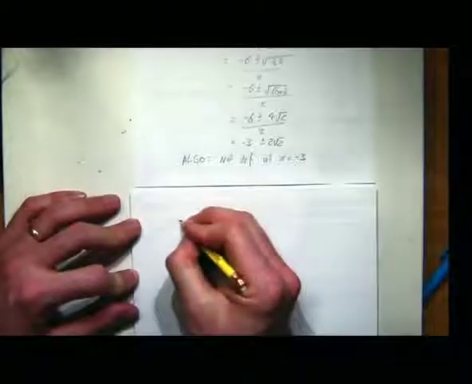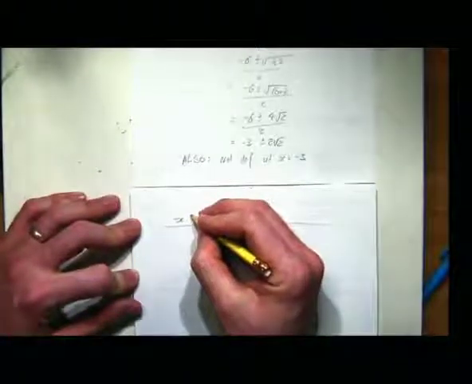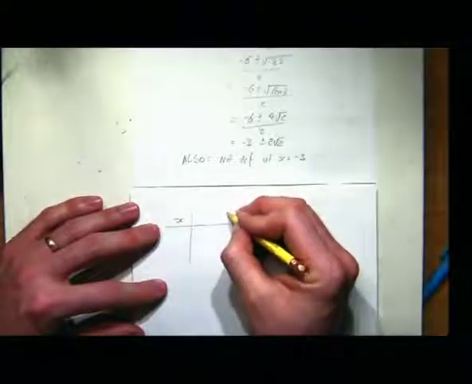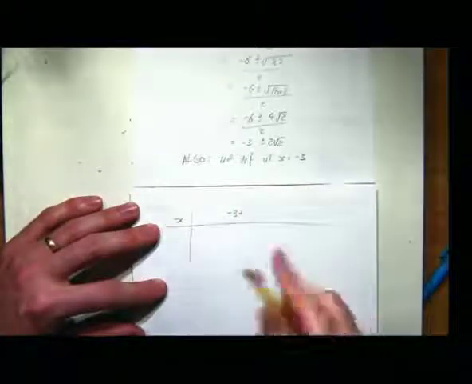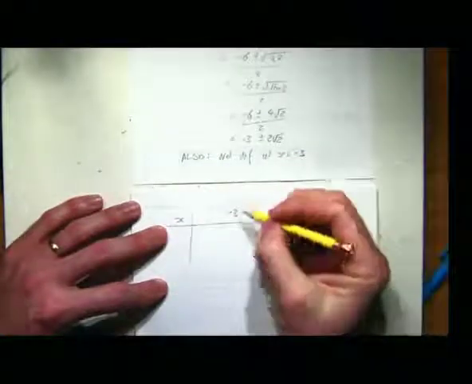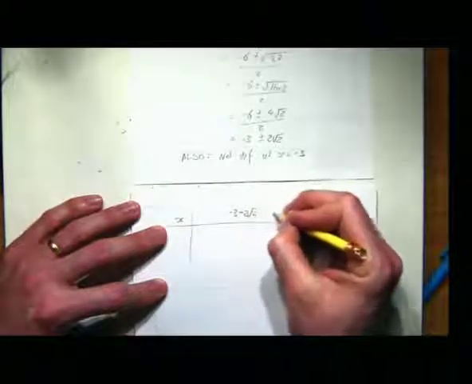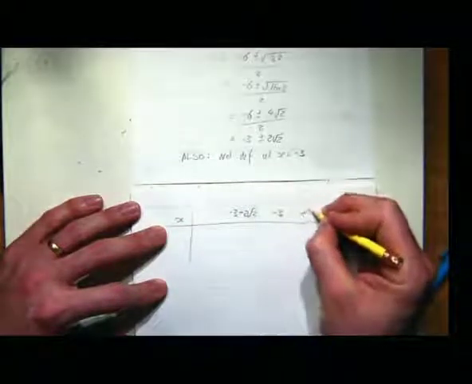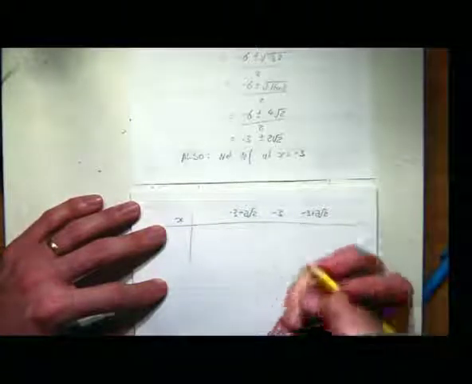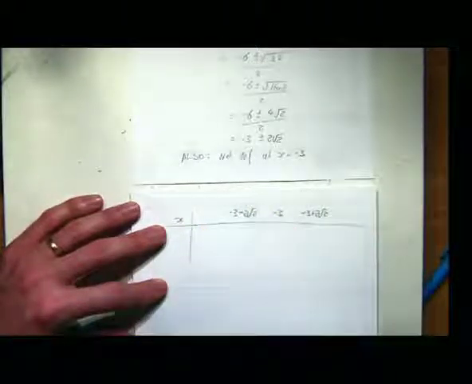And so I will start to draw my sign diagram. So here we have minus 3 minus 2 root 2, and minus 3, and minus 3 plus 2 root 2. And I could probably put a minus infinity and a plus infinity in there as well.